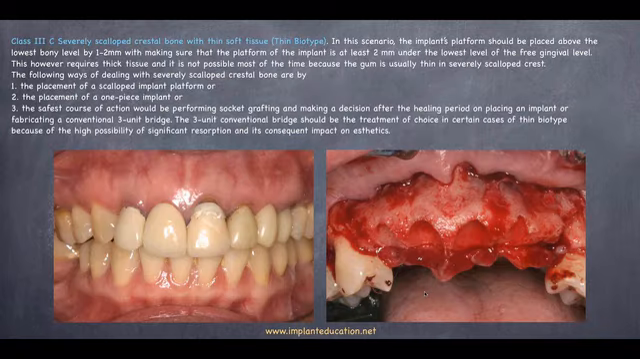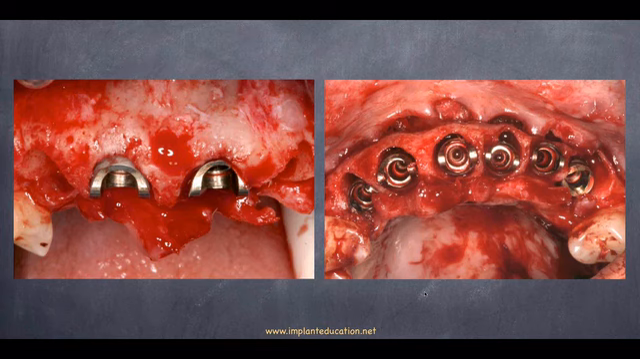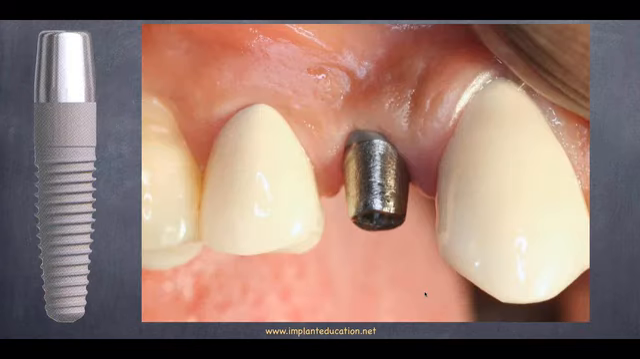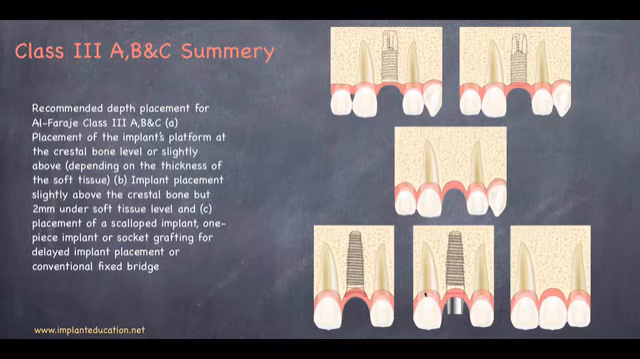And the third one is very thin biotype. You can see here how thin the soft tissue is. You can almost see through, and you can see how scalloped the bone is. In this case, you have 3 choices. Either you do scalloped implants, or you do a one-piece implant, or you will be the proper.